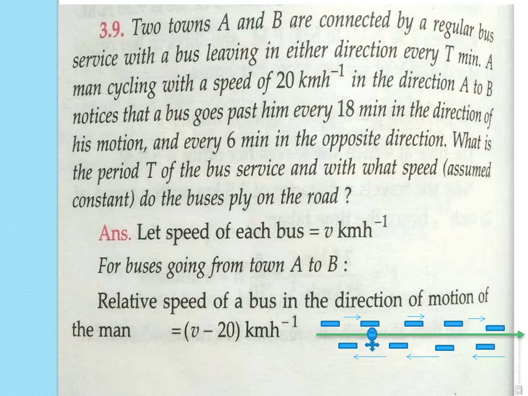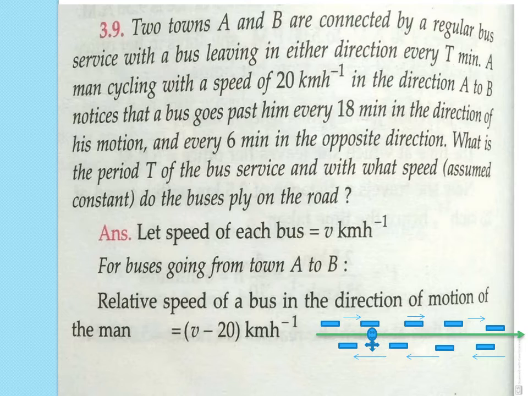A man cycling with a speed of 20 km per hour in the direction A to B notices that a bus goes past him every 18 minutes in the direction of his motion and every 6 minutes in the opposite direction. Then what is the period T of the bus service and with what speed do the buses ply on the road? In the question, understand the statement first.